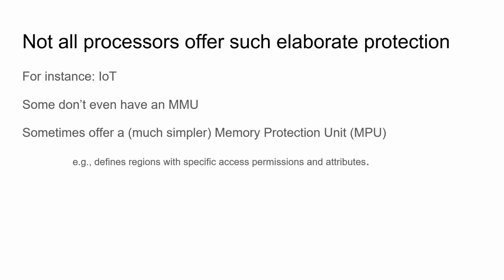And like I said earlier, not all processors offer such really advanced protection schemes at all. For instance, devices in the IoT are often very simple, and they may not even have an actual MMU. It may not have a memory management unit. Although some of them offer a much simpler memory protection unit, which is not an MMU. It doesn't translate from virtual to physical addresses, for instance, but it does offer protection. So it may define different regions with different access permissions.